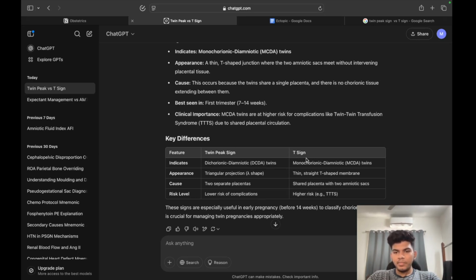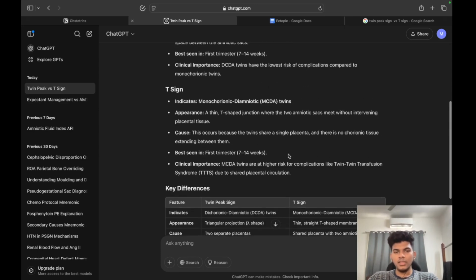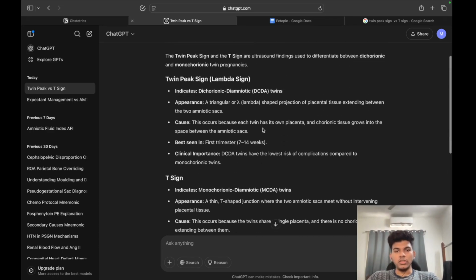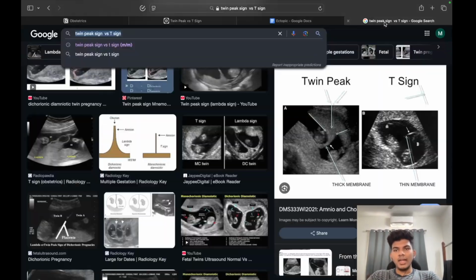But the T sign is monochorionic, diamniotic. So one chorion, only a single shared placenta with two amniotic sacs. That's why it looks like a T, a straight T-shaped membrane. And there is high risk of twin to twin transfusion. So let's look at an image.